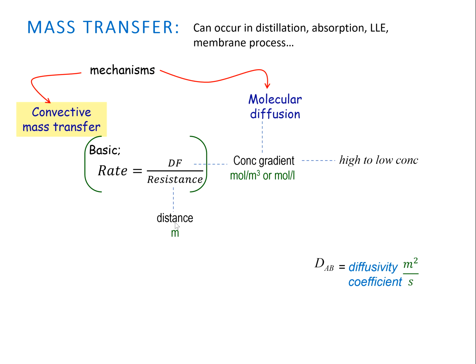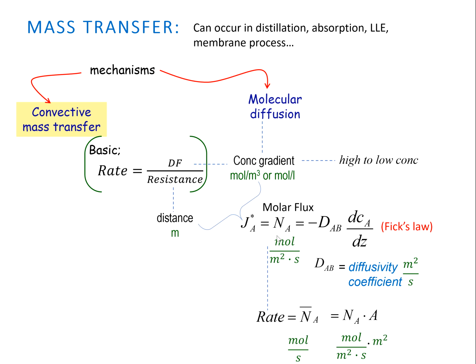The distance can be given in meters, and the distance actually represents the path length of the mass transfer process. So this is the basic mass transfer, and it is applicable for both diffusion and convective mass transfer.